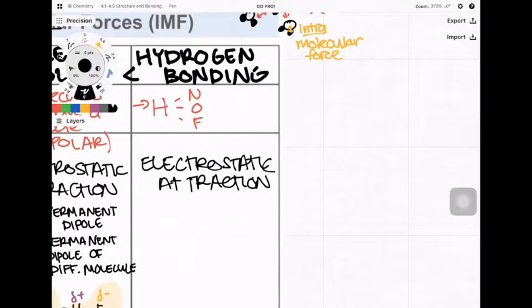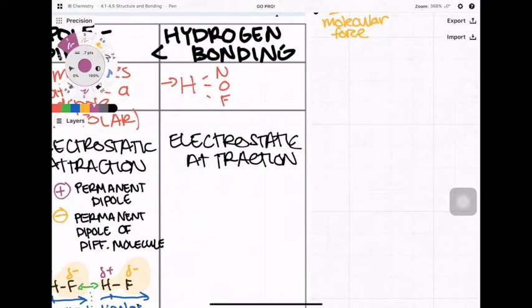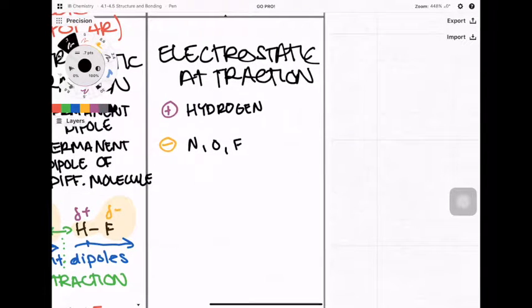The last intermolecular force we're going to look at is hydrogen bonding. It's the strongest, and it only occurs when we have hydrogen that is bonded to nitrogen, oxygen, or fluorine. And again, the hydrogen actually needs to be bonded to one of those elements. The electrostatic attraction is between the partially positively charged hydrogen and the negatively charged nitrogen, oxygen, and fluorine.